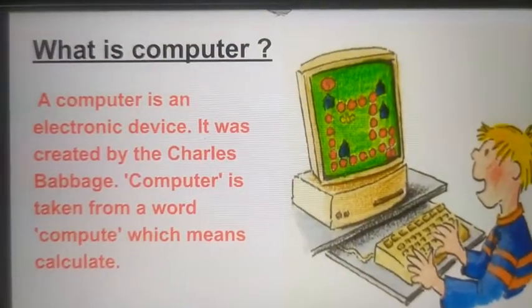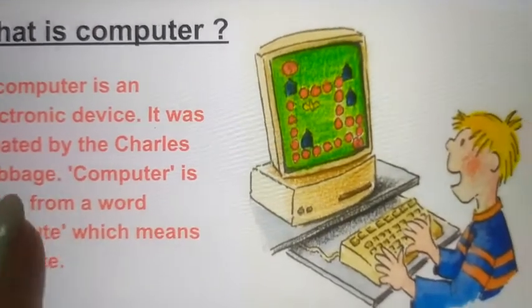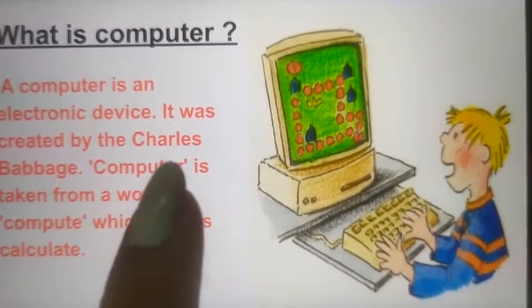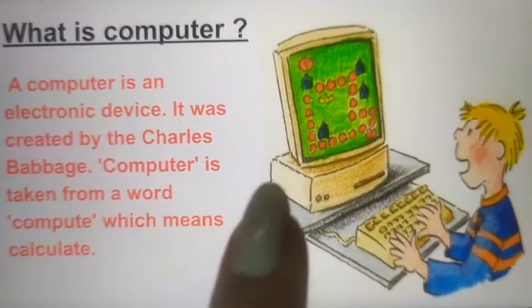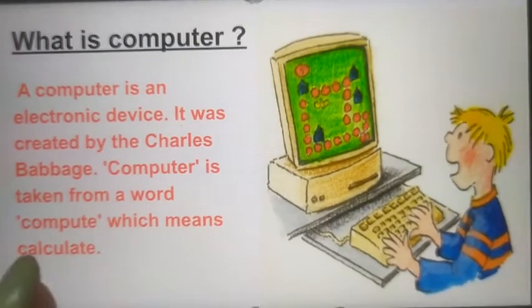First of all, what is a computer? A computer is an electronic device. It was created by Charles Babbage. That's why Charles Babbage is called the father of computer. The term computer is taken from the word compute, which means calculate.